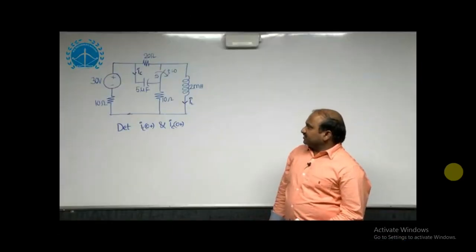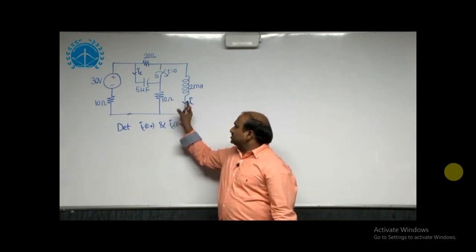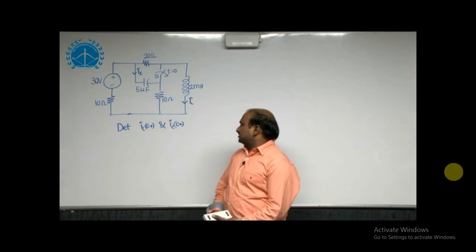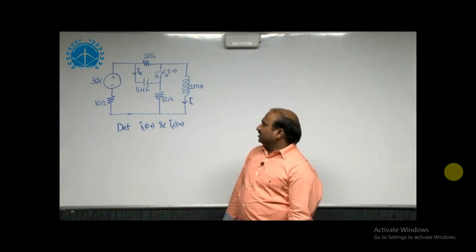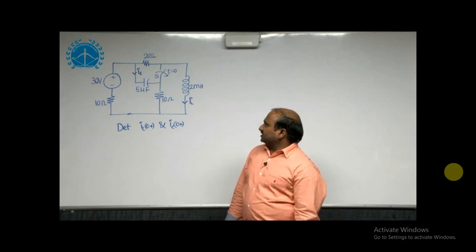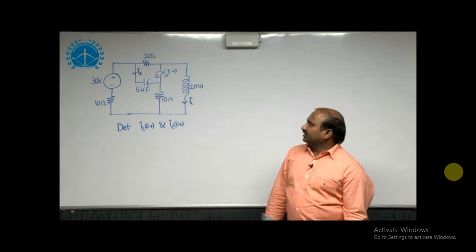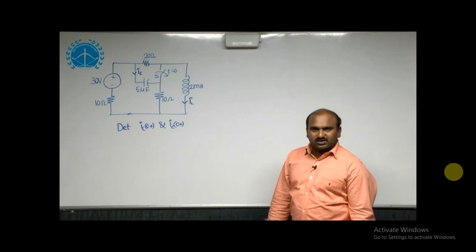For this given circuit, we need to estimate IL of 0 plus, which is the initial current of the inductor, and IC of 0 plus, that is the current passing through the capacitor at t equal to 0 plus. First of all, the given circuit is having switching action. Whenever the switching action is provided, transients will occur when the network is having energy storage elements.